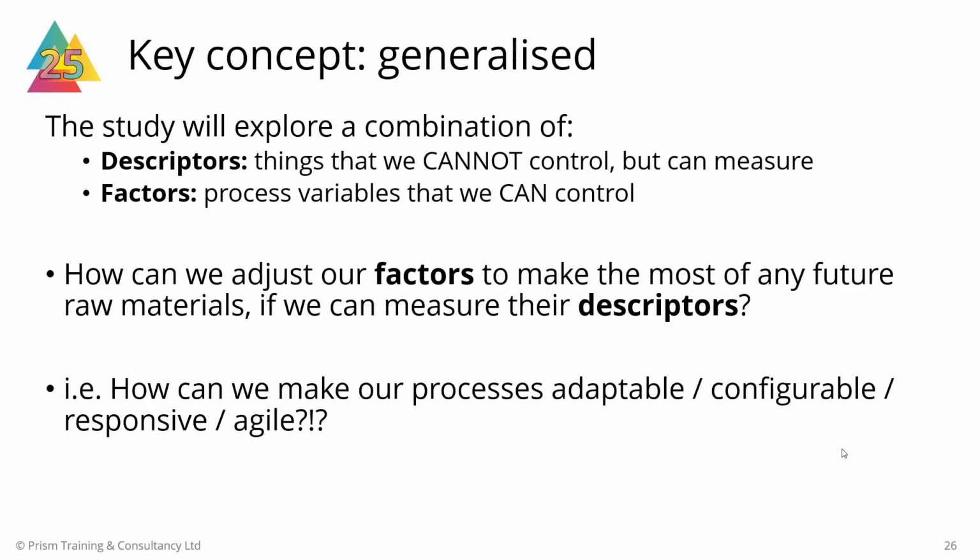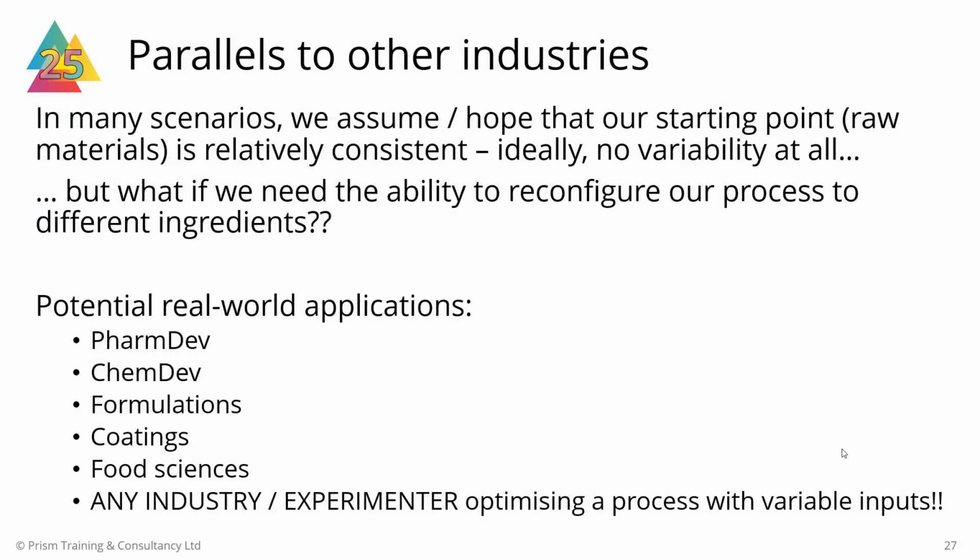And if we want to be very pretentious about this and throw some corporate buzzwords around, we can then claim that we've got an adaptable or responsive, or best of all, maybe an agile process that can be adapted to any new raw material ingredient. And of course, there are many application areas for this, some of them listed here. But I think anyone who deals with variable raw materials, variable ingredients, may wish to think about this.